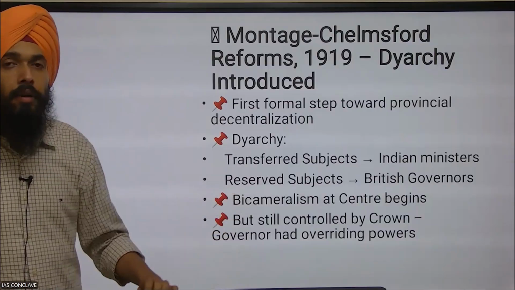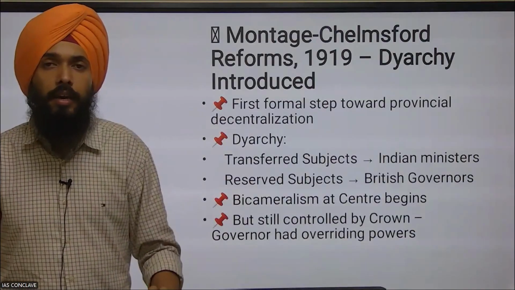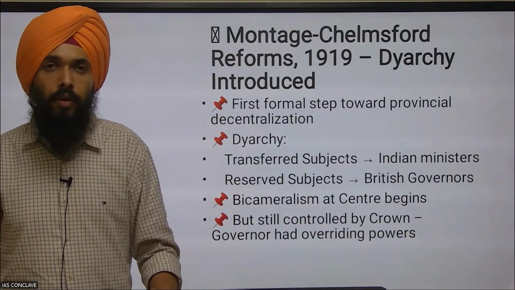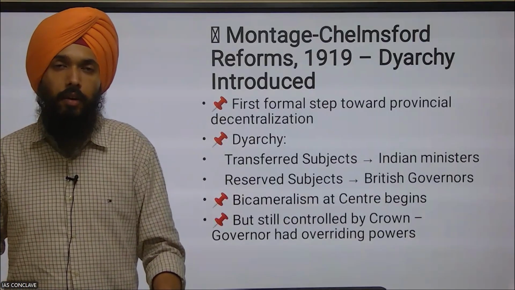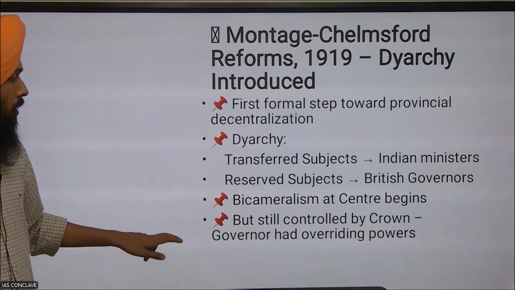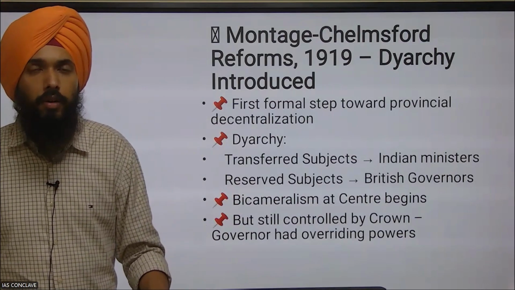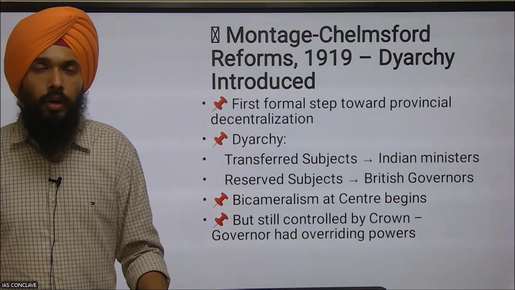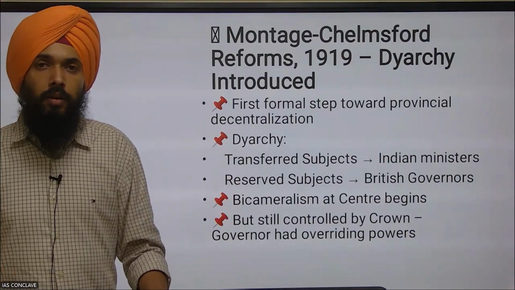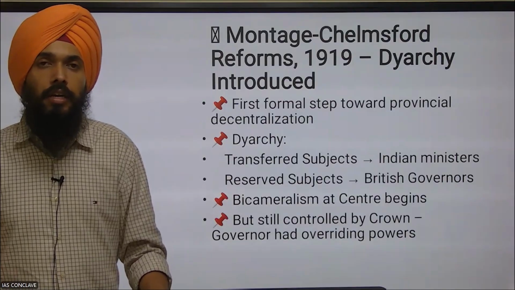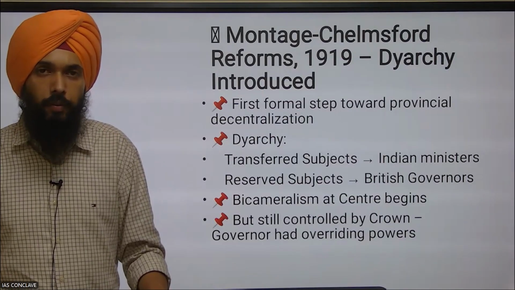Next, bicameralism. What do we mean by bicameralism? The two houses, upper house and lower house, were introduced at the central level. But the crown and governor still had overriding powers. Even though it seems that they are moving toward decentralization, still Indians don't have much power.